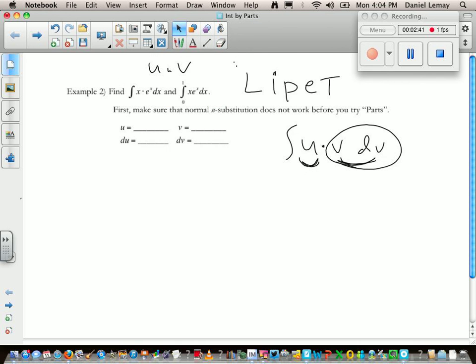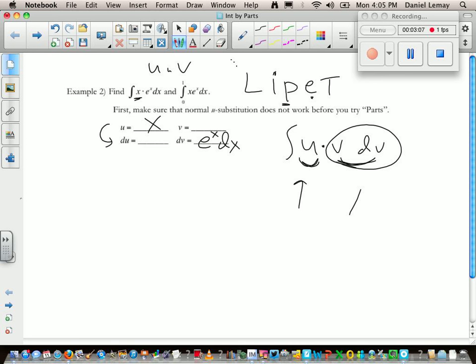So to integrate this function, I have a polynomial going on here, and that comes before an exponential. So I'm going to say u is x, and then I'm going to say e to the x dx is going to be what my dv is. Okay, so that's the first part, that's the second part. You can see dv. And now you're going to take the derivative here, so that's just 1 dx. You take the antiderivative here, which is going to give me an e to the x.